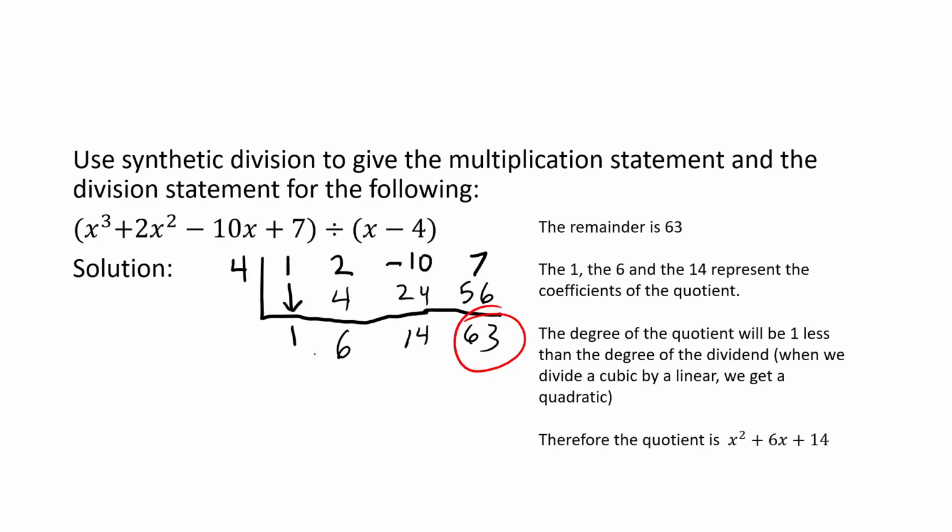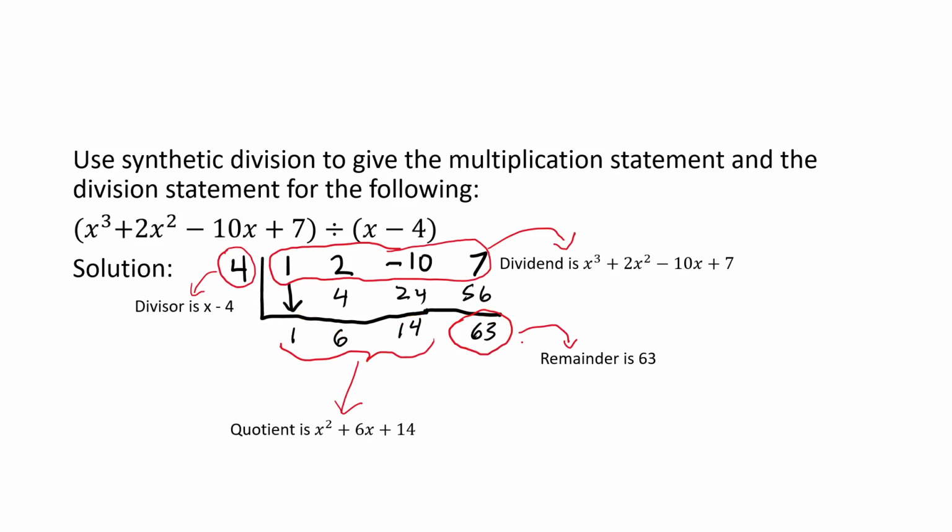The 1, the 6, and the 14, they represent the coefficients of the quotient. The degree of the quotient will be 1 less than the degree of the dividend, because when we divide anything by a linear, you get 1 degree less than the dividend you started with. So in this case, when we divide a cubic by a linear, we get a quadratic. So therefore, the quotient is going to be 1x squared plus 6x plus 14, and the remainder is going to be this 63 right here.